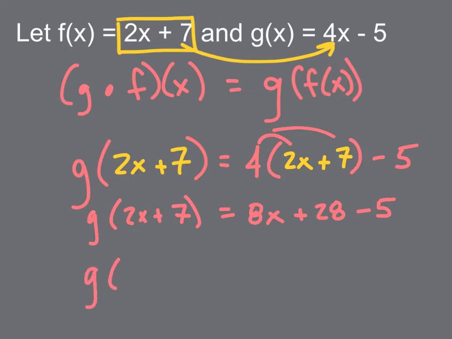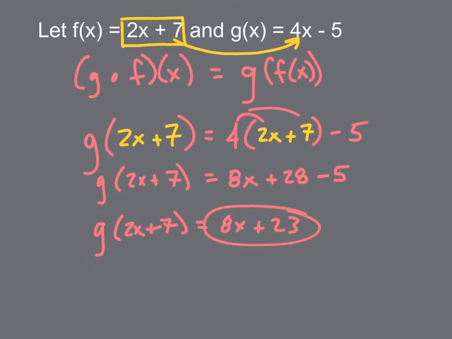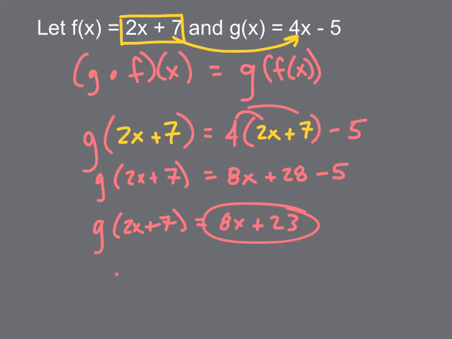All right, so g of 2x plus 7 would be equal to 8x plus 23. All right, and so that's our answer. Okay, that's our composite function. And so from here, we could really write this as g of f of x is equal to 8x plus 23.